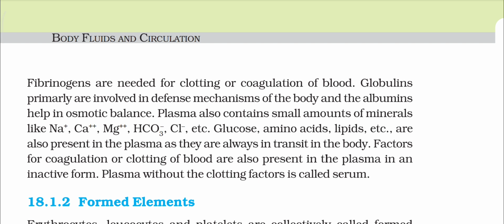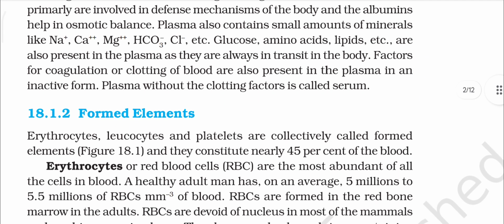Plasma also contains a small amount of minerals like Na+, Ca++, Mg++, HCO3-, Cl-, etc. Glucose, amino acids, lipids, etc. are also present in plasma as they are always in transit in the body. Factors for coagulation or clotting of blood are also present in the plasma in an inactive form. Plasma without the clotting factors is called serum.